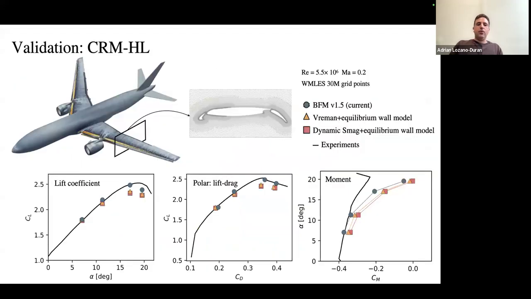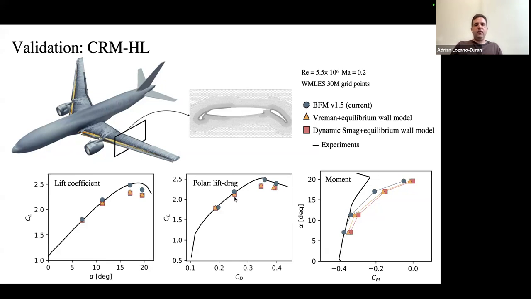Okay. So now this case, that is an interesting case because it's a real application, is the CRM, which stands for Common Research Model, and HL is the high lift. So I'm following exactly the same nomenclature. This is a case that is a low Mach still, high Reynolds number. I'm showing an inset of how the grid will look like. And the grid is the same for all the cases. In this case, we just follow some best practice that the people from Boeing told us to follow.